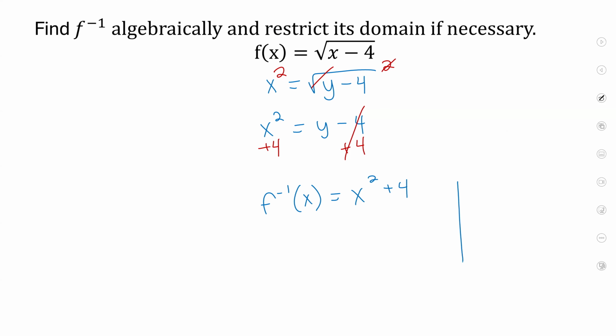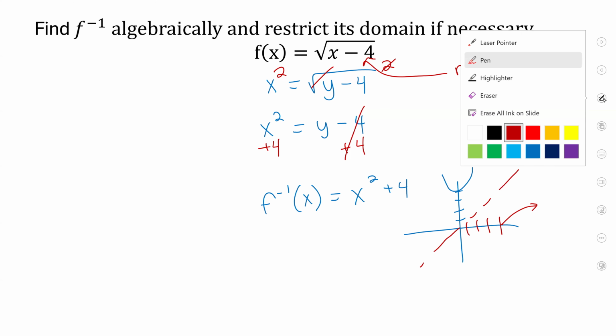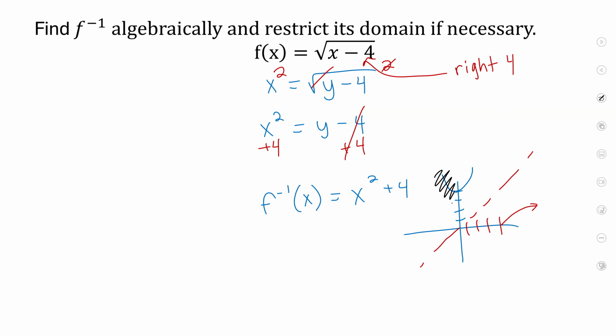Now, guys, if you were to graph this, it looks like that. And the original one, this went right 4. The original graph looks like that. Those aren't mirror images of each other. You need to get rid of this half, right? If I get rid of that left side, then they're mirror images. So I'm going to say x can only be greater than or equal to 0.